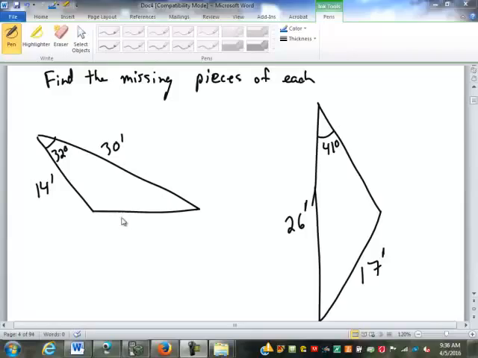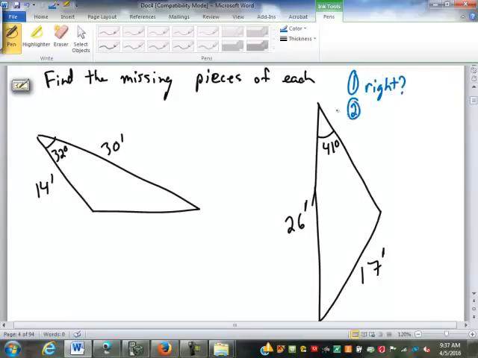So when we're looking at triangles, looking to find missing pieces, we have a checklist we go through. Number one, are there any right angles? In this case, that answer is no. There are no right angles.